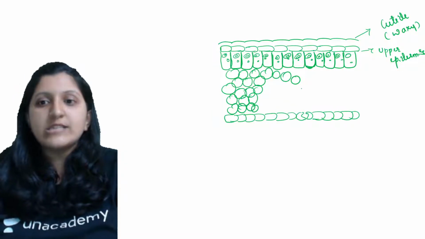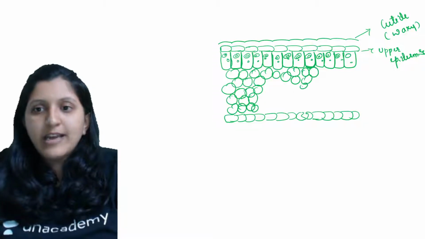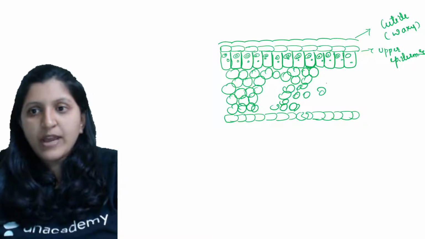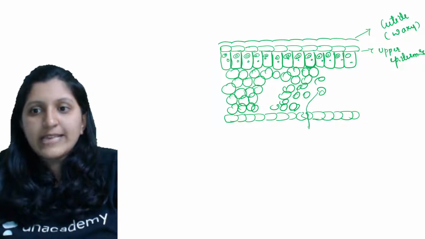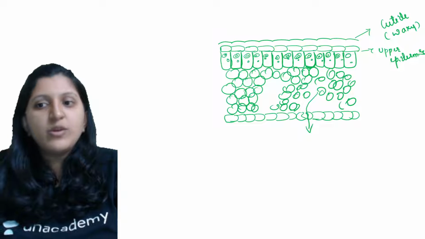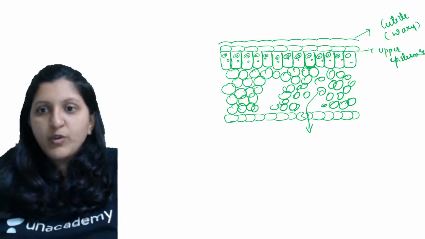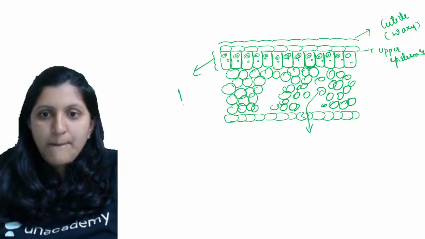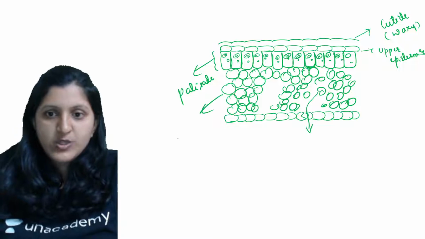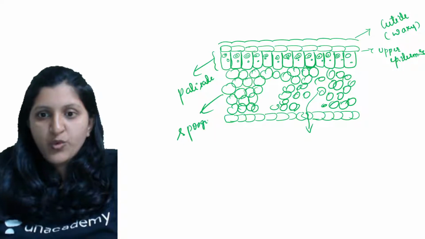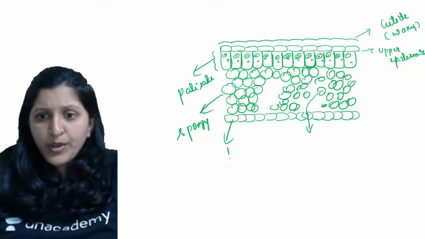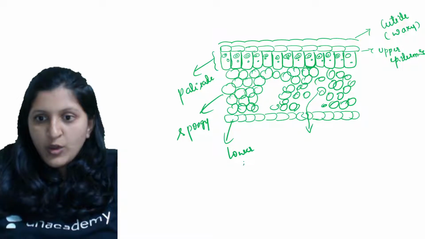In this case you can see the arrangement, with a lot of substomatal space, and here you can find the escape of vapor, that is, through the stomatal pore the water vapor escapes. Now this part that you see is the palisade mesophyll, which is a parenchymatous cell itself. This one is the spongy mesophyll, and this is basically the lower epidermis.